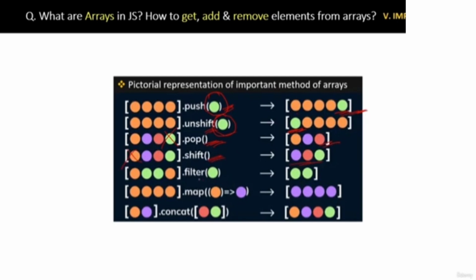Then we have the filter method, which is used to filter the array based on a condition. The map method is used to modify each element of the array. And the concat method is used to add arrays into a single array. Great. Now you know what an array is, why we need it, and what some of the important methods of it are, right?